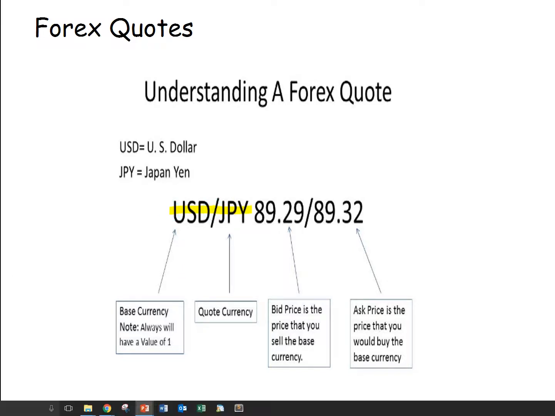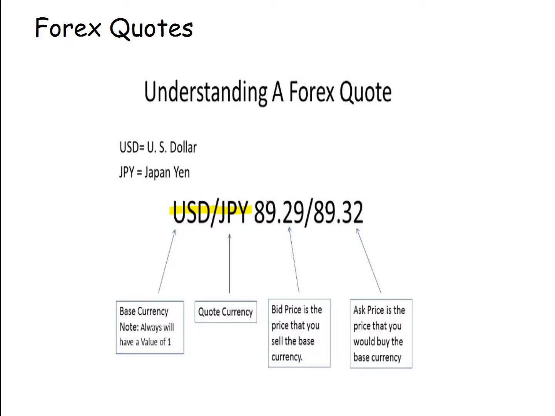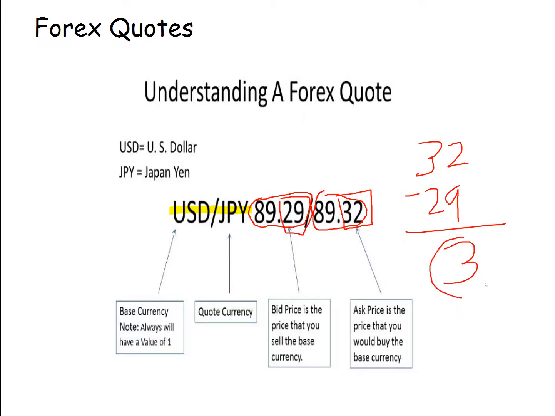Then here, let me switch and go to a pen. You have 89.29, which is your bid price, and you have an ask price, which is 89.32. Look at the difference in these two numbers, the last two digits, okay? It's 32 minus 29. That is your difference, okay? Comes out to 3. That is your spread. Remember back in one of the earlier modules, we had a spread, which was the difference between the bid and the ask price, okay? That is how your broker will make money, and that is your Forex quote.